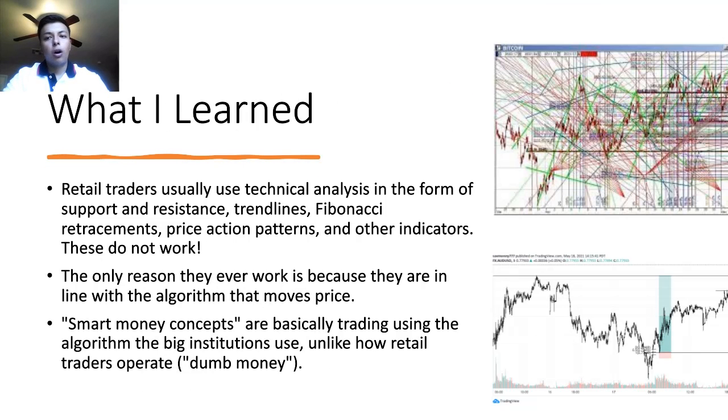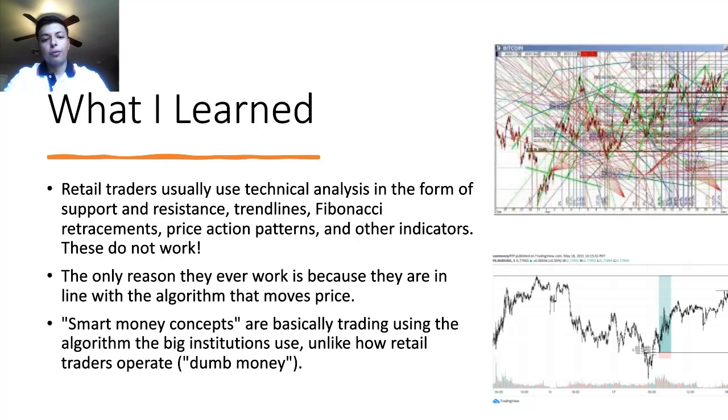So what did I learn from all of these sources? Basically that retail traders usually use technical analysis in the form of support and resistance, trend lines, Fibonacci retracements, price action patterns, and other indicators. And I'm not going to go into depth as to what these are because it's not important. But long story short, these do not work. And the only reason these ever do work is because they go hand in hand with the algorithm that's moving price that is being used in smart money concepts.